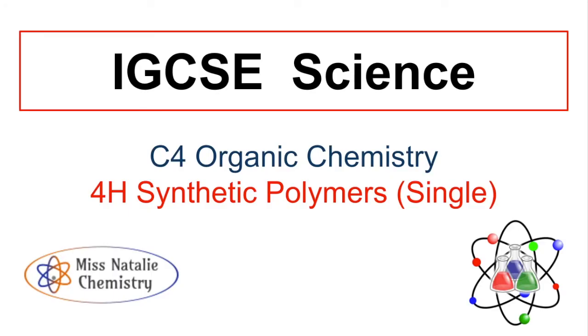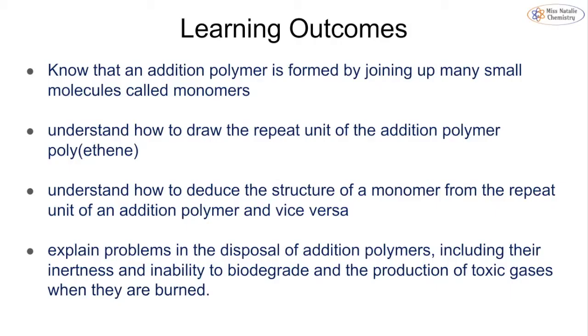In this video, we're going to be looking at topic 4H, synthetic polymers, and we're going to be focusing on the single science outcomes for IGCSE chemistry from Edexcel. So we're going to be looking at what we mean by an addition polymer and how these are formed. We'll be looking at how to actually draw out these addition polymers and be able to determine the structure of the repeat unit, the monomer and the polymer itself, and then finishing off looking at the problems with disposing of these addition polymers.